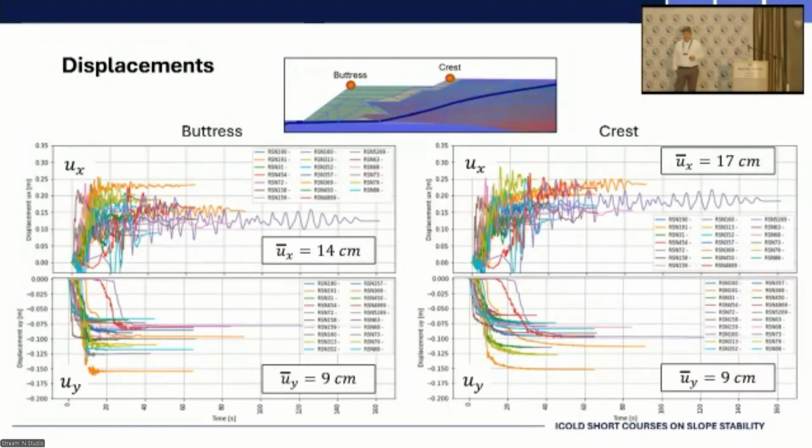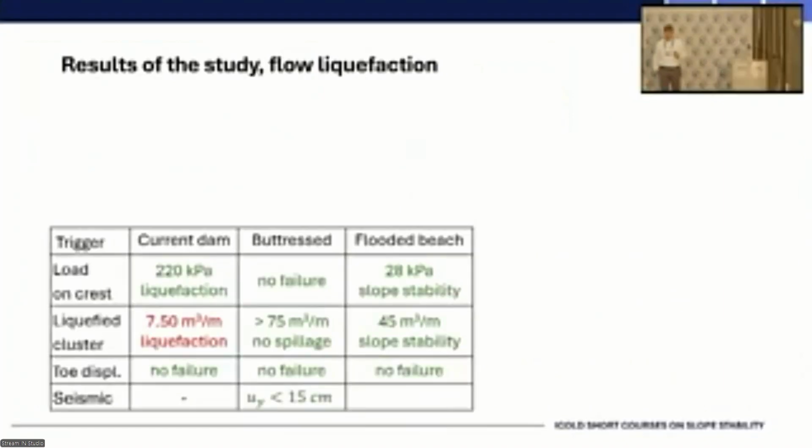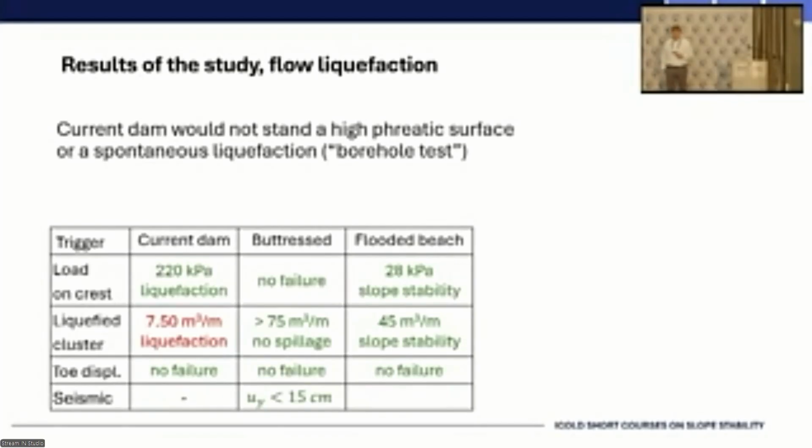And now we go back to the results of the study, including flow and seismic liquefaction. Those are the results, which means that the current dam would not stand a high phreatic surface or a spontaneous liquefaction. So of the 3 triggers that we tried, this idea of a spontaneous liquefaction of a cluster would bring the dam down. Is that realistic? We don't know.